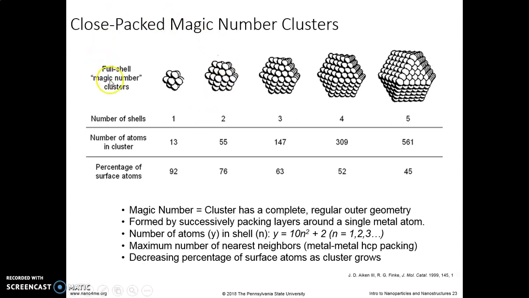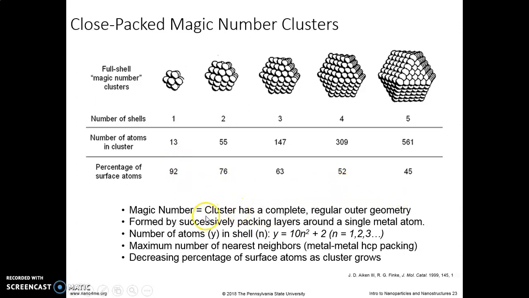Here you can see the magic number cluster. A cluster is a combination of a number of atoms, combined atoms. Here the number of cells is 1, then 2, then 3. With the help of the number of cells, the number of atoms in the cluster is 13, then 55, then 147, then 309, then 561. The percentage of surface atoms are 92, 76, 63, and 52.